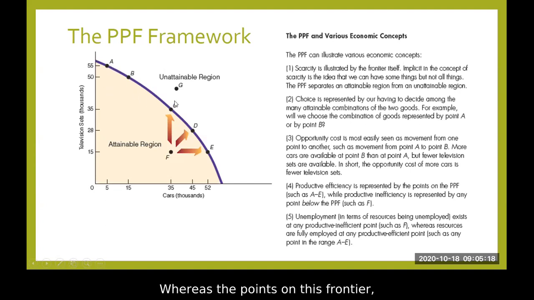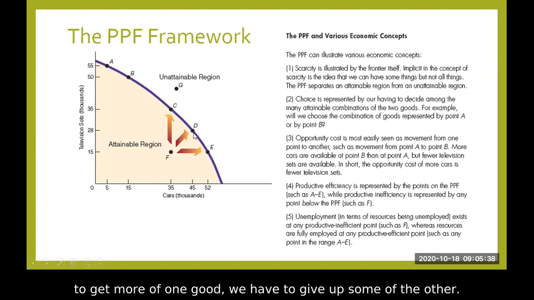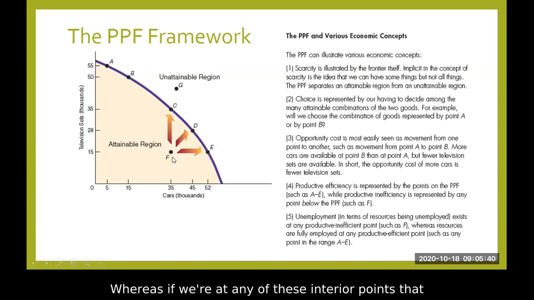Whereas the points on this frontier are efficient points of production, because it is impossible to get more of both goods once we're already along this line. So that's a really, really important takeaway. The difference between efficiency and inefficiency is that at these efficient points, in order to get more of one good, we have to give up some of the other. Whereas if we're at any of these interior points that are inefficient, we could get more of both goods without having to sacrifice anything. And that's because at F, what it's saying is that there's some unemployment.